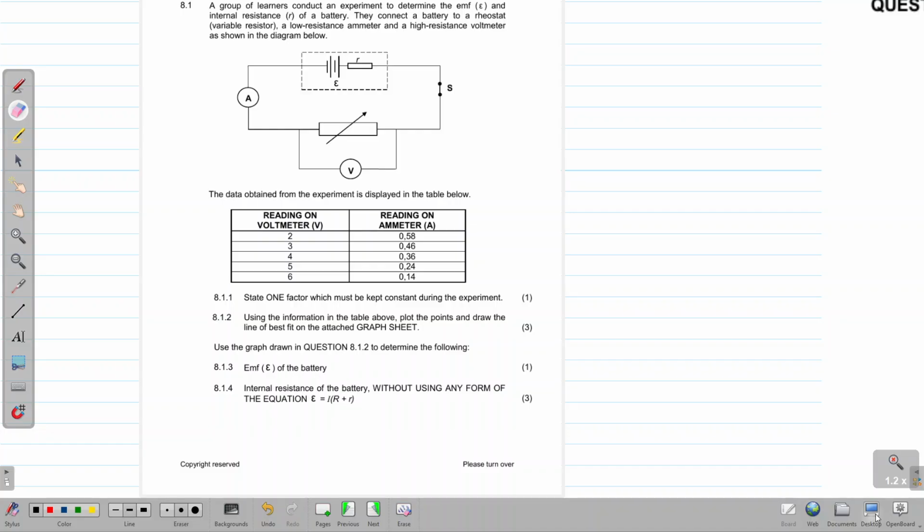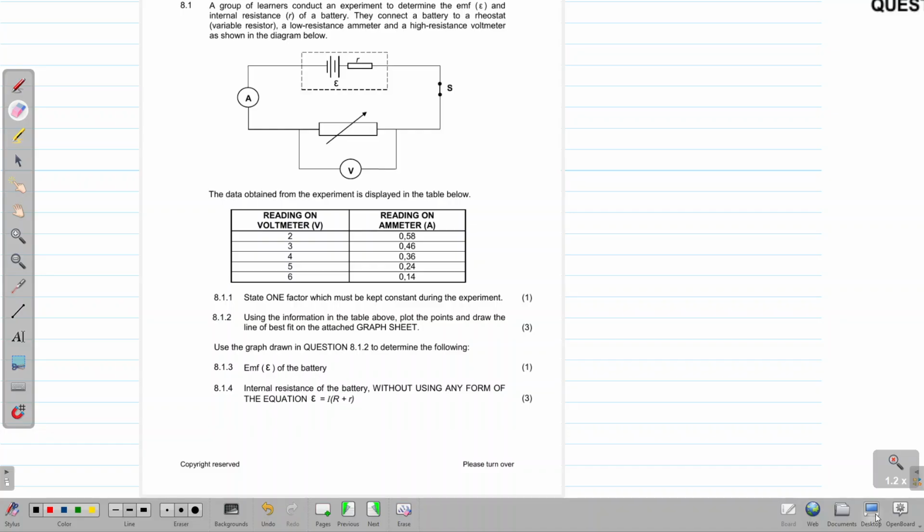This one is a question paper from, I think, November 2014. Question 8. So 8.1: a group of learners conduct an experiment to determine the EMF and internal resistance of a battery. They connected the battery to a rheostat, which is a variable resistor, a low resistance ammeter and a high resistance voltmeter as shown in the diagram. These are the readings: when the voltmeter reads 2 volts, the ammeter reads 0.58 amperes, and when the voltmeter reads 3 volts, the ammeter reads 0.46 amperes, and so on.